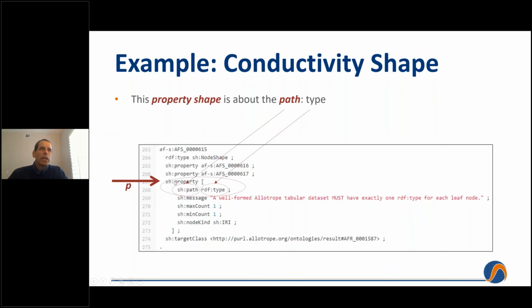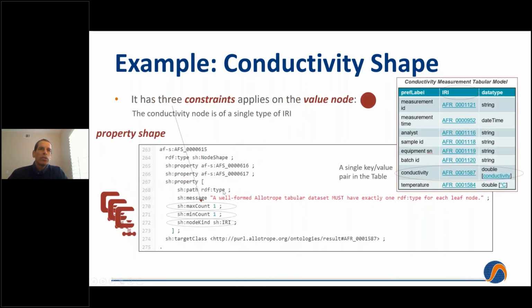The embedded one is a property with a path type. We apply the constraint components on the value node, and it has three constraint components: maximum count 1, minimum count 1, and a node kind of a resource, IRI. This means that the conductivity node, remember the target class was conductivity, is of a single type of a resource, IRI, which translates to a single key value pair in our conductivity measurement tabular model.